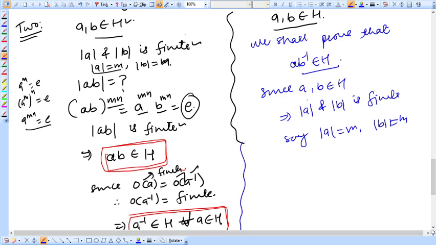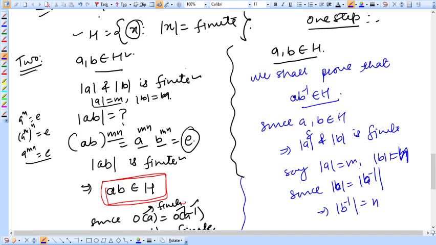Now since order of A is equal to order of A inverse, and order of B is equal to order of B inverse, therefore order of B inverse is also equal to n. Now we want to show that order of AB inverse is also finite.